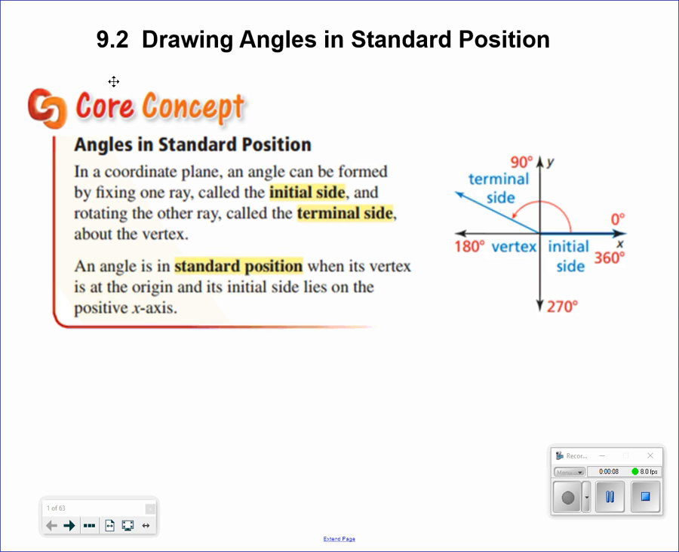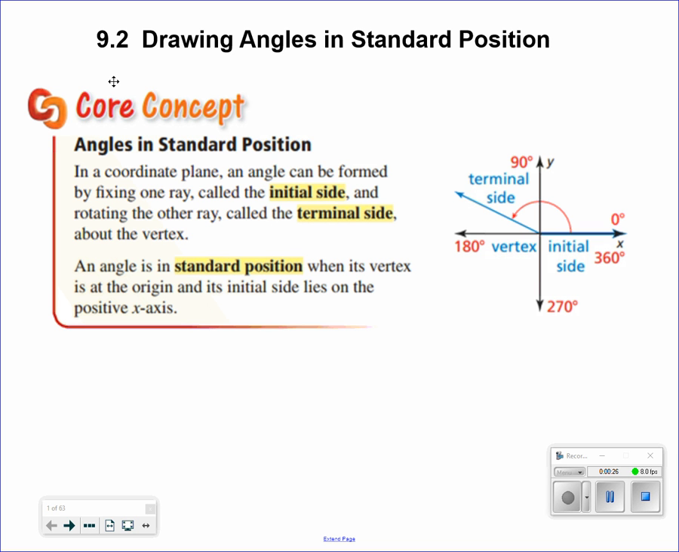Chapter 9 is broken up into three sections. We just took the test on section 9.1, and so this one's going to be 9.2 and 9.3. The first topic we're going to talk about is drawing angles in standard position. We're going to give you an angle measure and ask you to draw it.